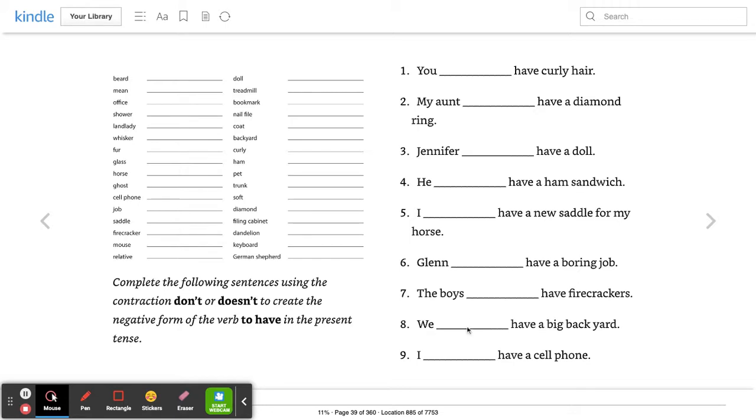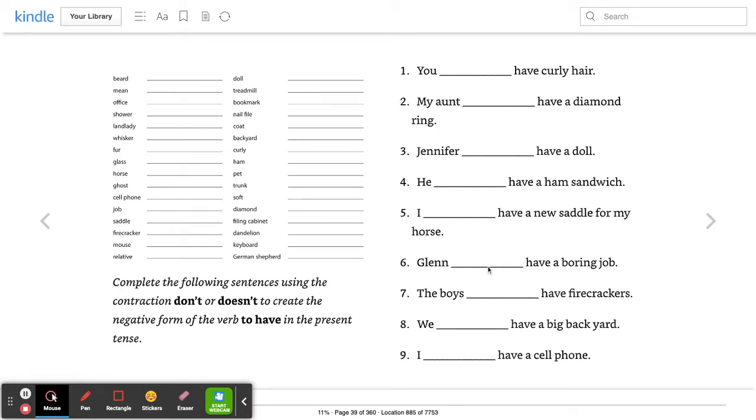We blank have a big backyard. I blank have a cell phone. Would it be I don't or I doesn't? It's I don't. Remember, I is what we call the first person pronoun. It's unusual. Why? Because I don't, I is one person, just like Glenn is one person. But here we don't say Glenn don't, we say Glenn doesn't.